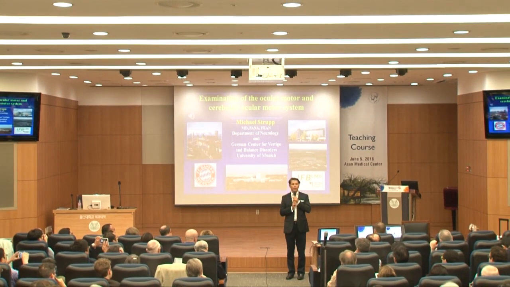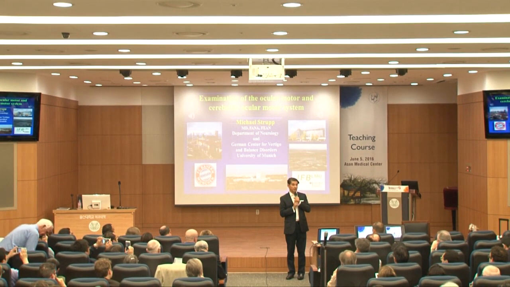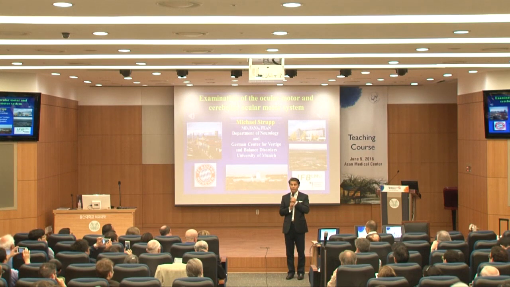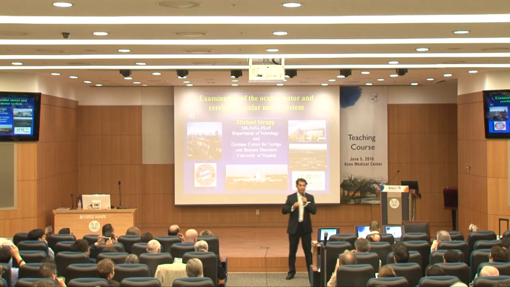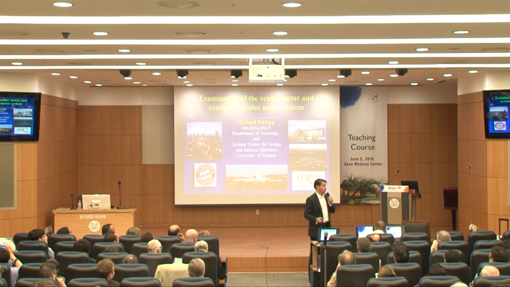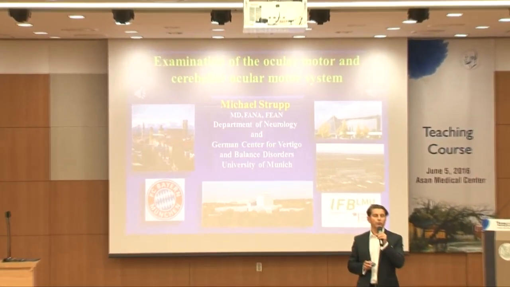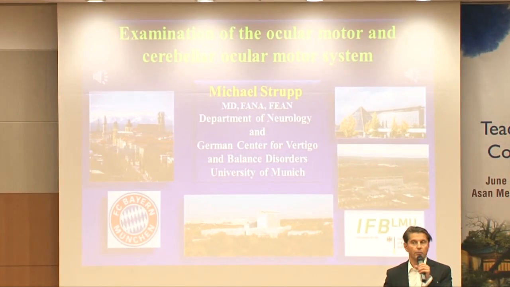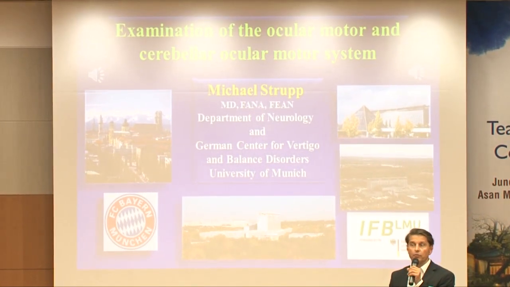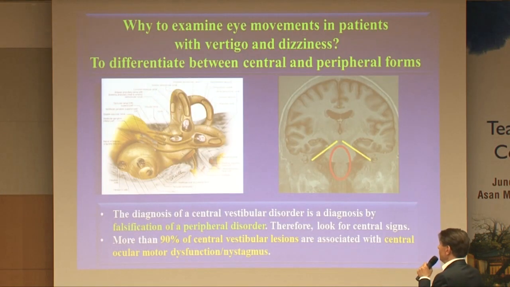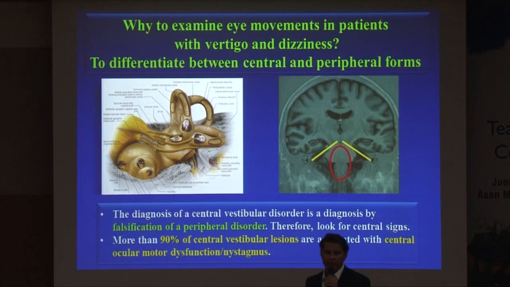This topic is going to be a little bit more difficult than just simply doing the head impulse or head shaking test. And the first question arises: why do you have to do an examination of eye movements in patients who come to you with dizziness or acute vertigo? There are at least two reasons. First, that's the only way you can reliably differentiate between peripheral and central vertigo.